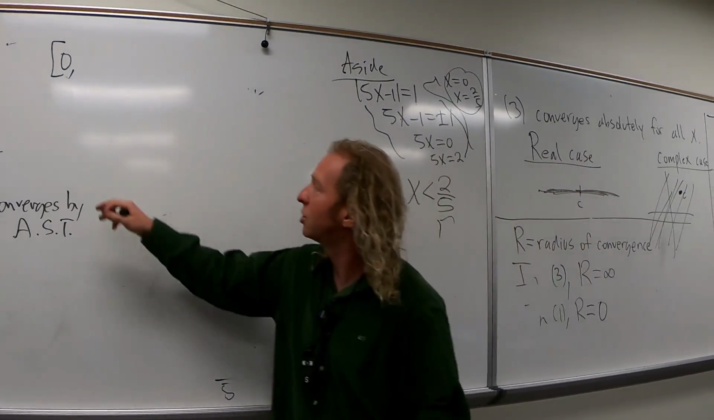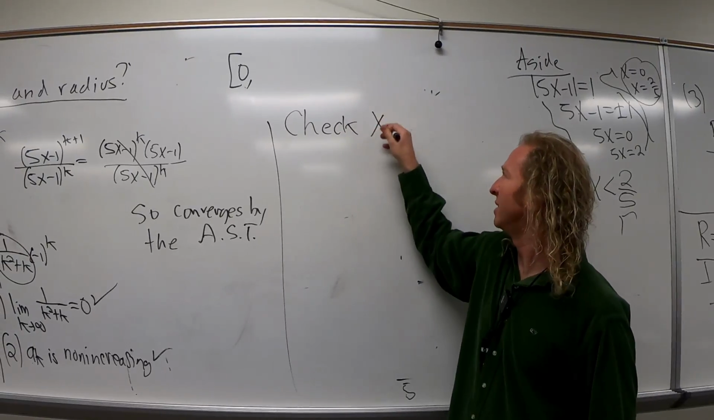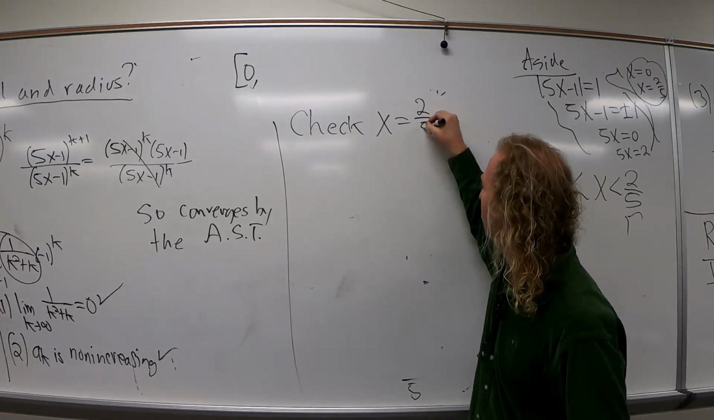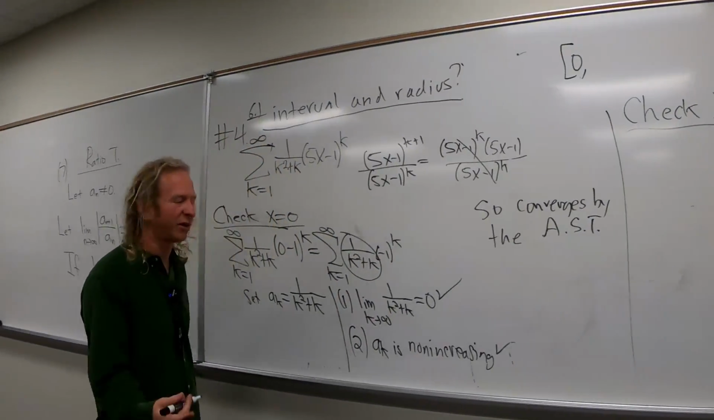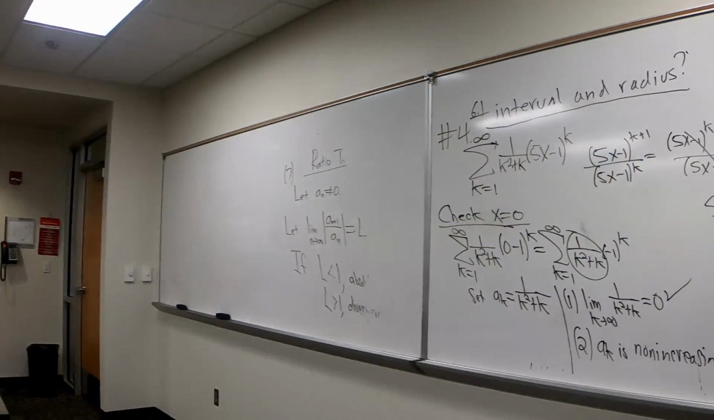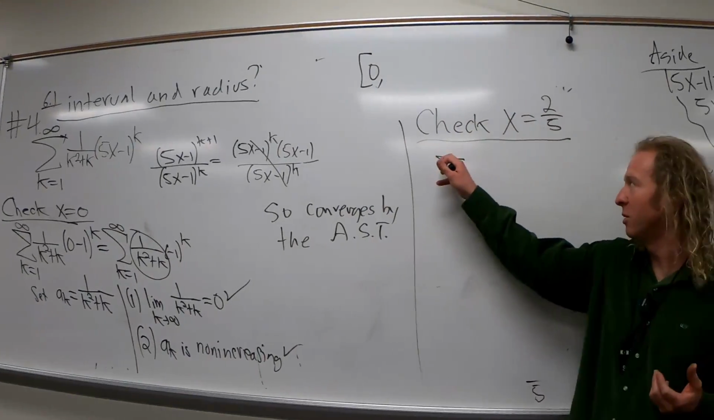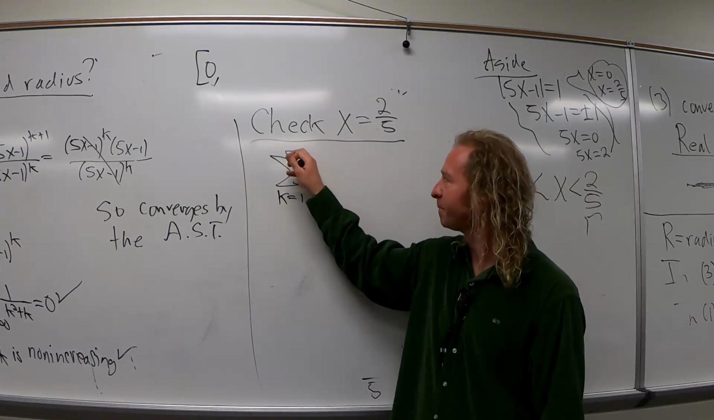So let's check x equals 2/5. That's a little more descriptive than just saying 2/5. It reminds you where to put the 2/5. So you have to go back in here. A common error on exams is people forgetting to write the sum sign. I know it's tedious, but k equals 1 to infinity.